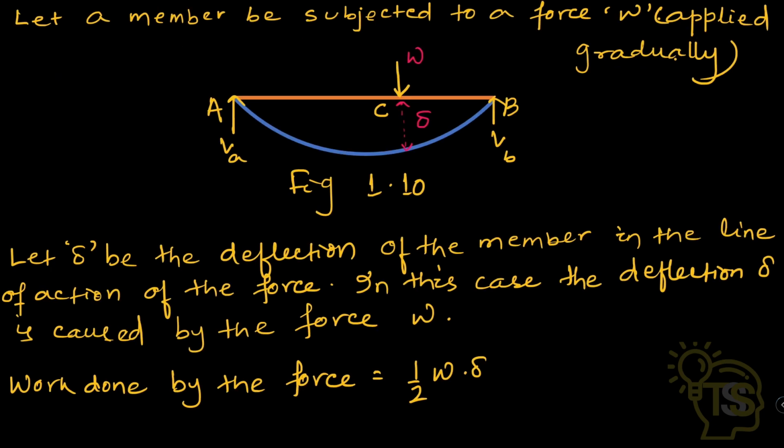Let's take two cases. Case 1: let's take a beam AB, with a load W applied gradually at point C, due to which deflection del occurs. The work done by the force W is equal to half W into del. We have taken del because del occurs at the line of action of load W. That's why we have taken the work done. So the work done by the force W is equal to half W into del.